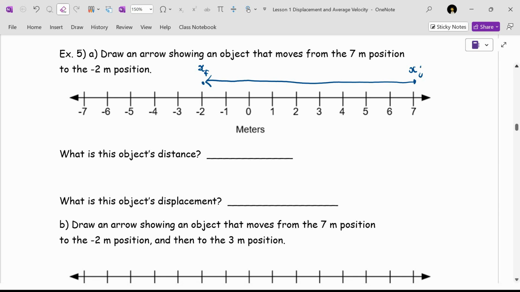Tucker, what's this object's distance? Distance. No, so distance has no direction, much like your future. What? Just 9, doesn't care. What's this object's displacement, Tucker? Yeah. Or you could write 9 meters to the left, but why?